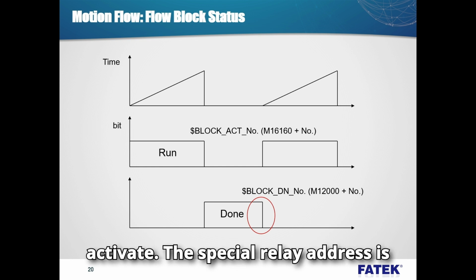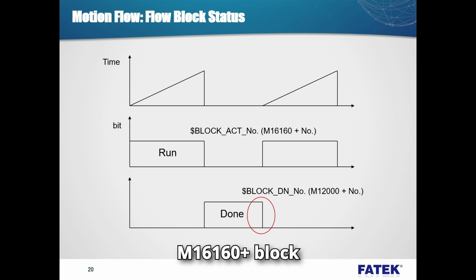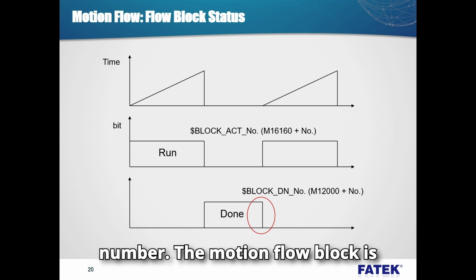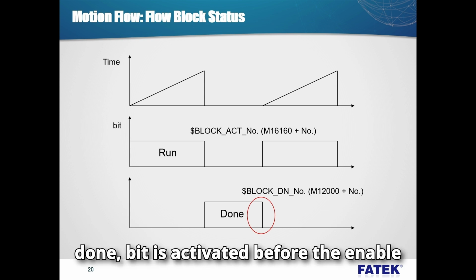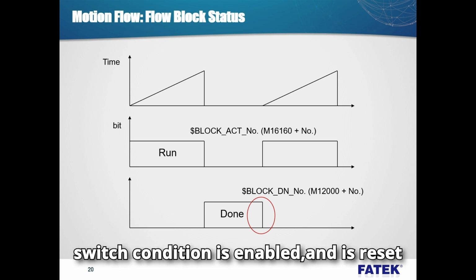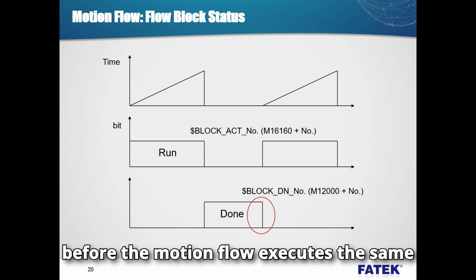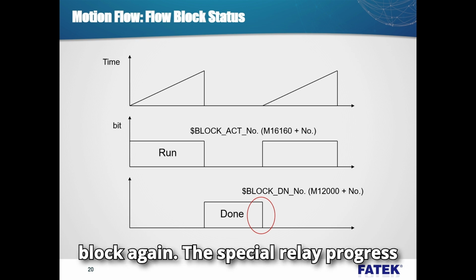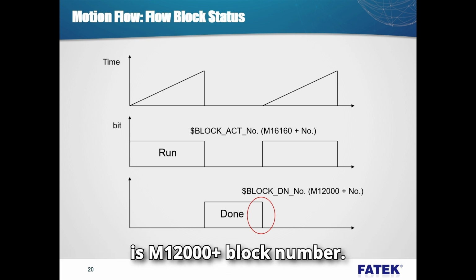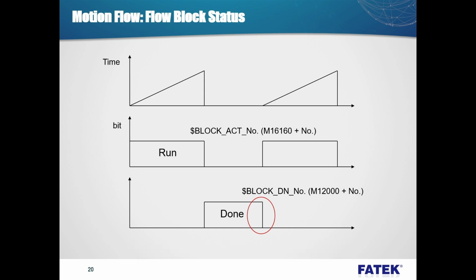The special relay address is M16160 plus block number. The motion flow block is done bit is activated before the enable switch condition is enabled, and is reset before the motion flow executes the same block again. The special relay progress is M12000 plus block number.